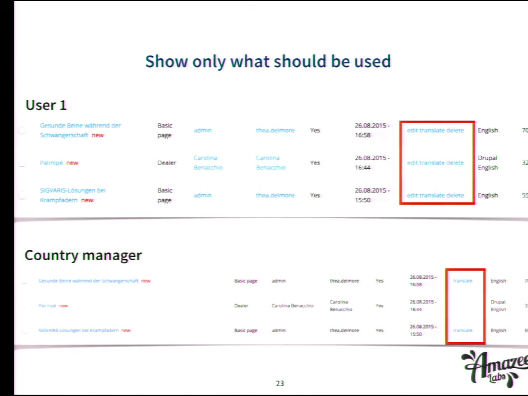Another thing is, what I mentioned before, ruining or breaking the websites. In this example, you can see that different users have different possibilities to work on the same content. This is absolutely the same content, the same nodes, and as user one, I like it a lot because I can do everything that is allowed: I can delete, I can translate, I can edit, and this is great. But country managers of this particular website are not supposed to edit or access certain content, and should do only the operations that are allowed.